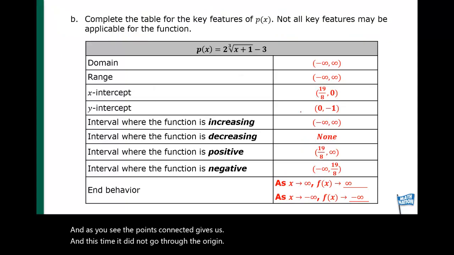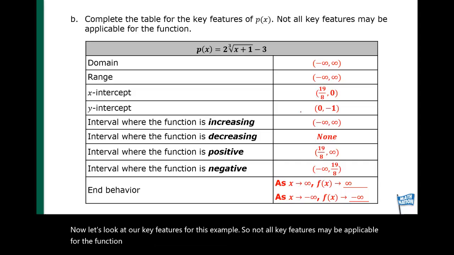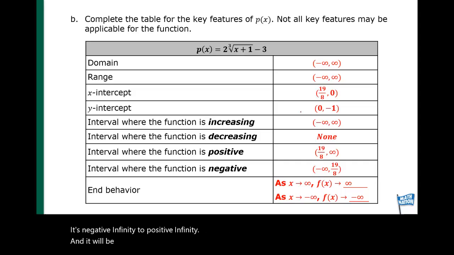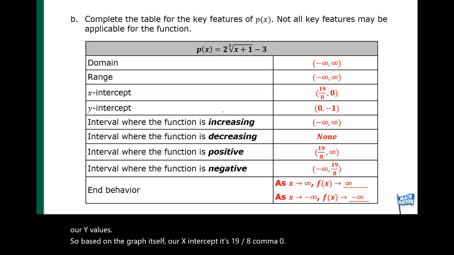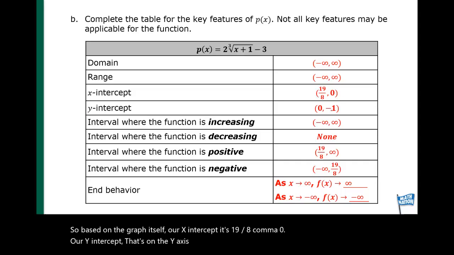Now let's look at our key features for this example. So not all key features may be applicable for the function. So for this example, our domain, it's -infinity to +infinity. And it will be the same for our range. So the domain is our x values, and the range would be our y values. So based on the graph itself, our x-intercept, it's 19/8, 0. Our y-intercept, that's on the y-axis, 0, -1, that's where it touches the y-axis.